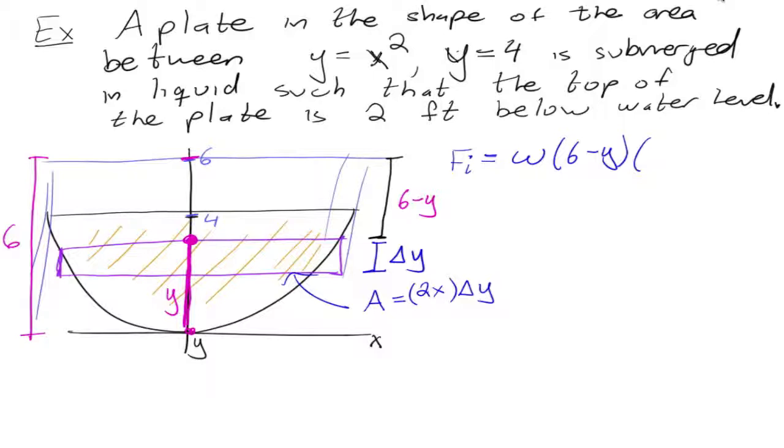Okay, so this is a problem, right? Because I don't want it in terms of x, I want it in terms of y. Okay, so what do we do? Oh, y equals x squared. So x equals the square root of y, exactly. So the area is then equal to 2 square root of y delta y, right?